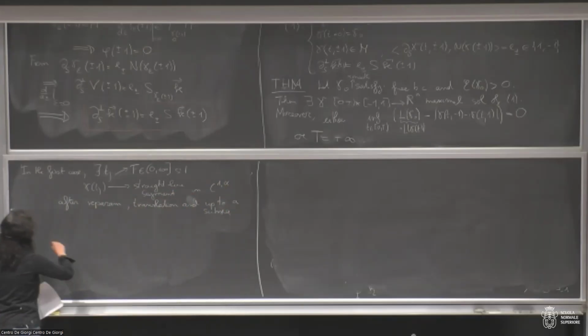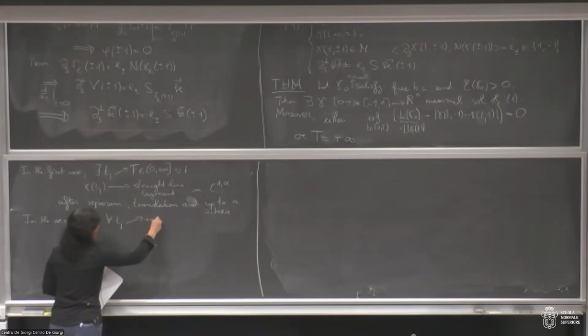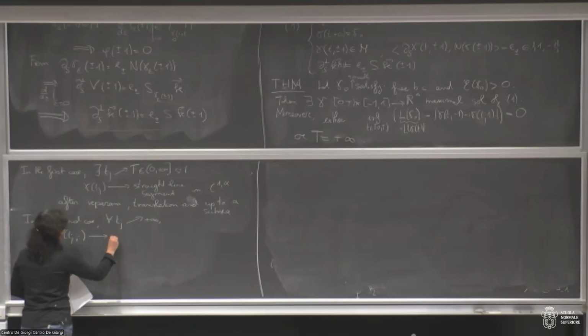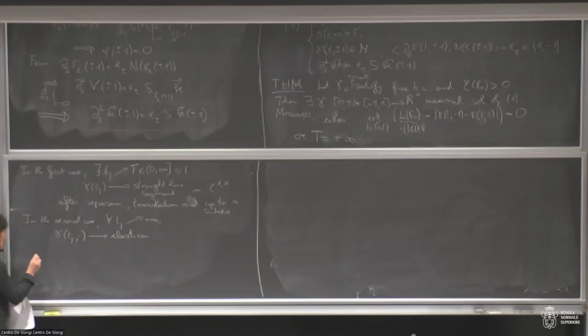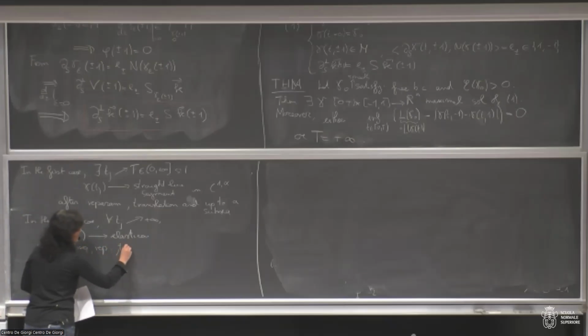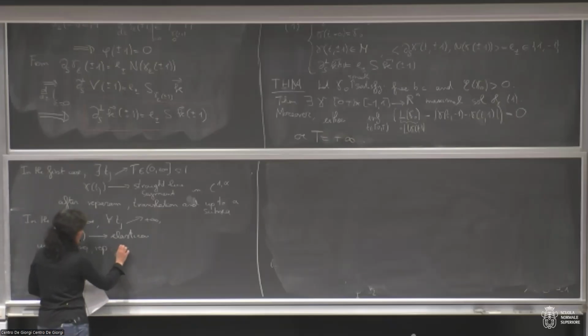In the second case, for any sequence t_j going to infinity, gamma of t_j converges to an elastica, so a critical point of the elastic functional, up to subsequence, reparametrization, and possibly translation.